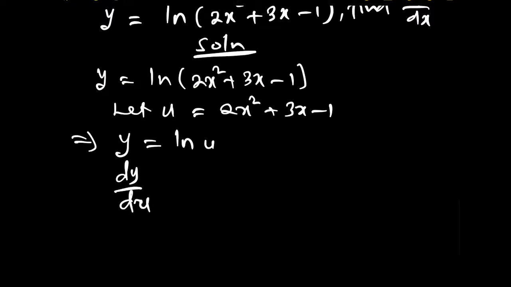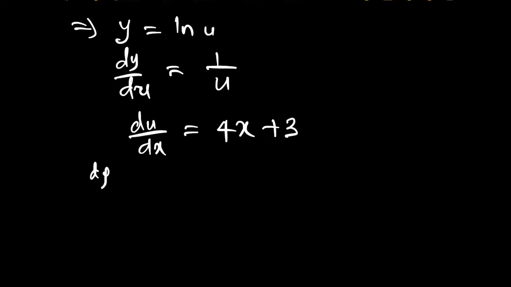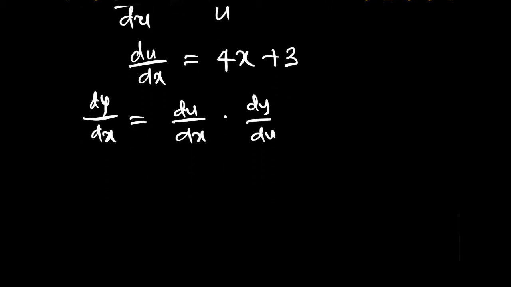Each time we differentiate ln u, natural log, we have 1 all over u. When we differentiate u with respect to x, we have the power 2 times coefficient, I'll have 4x, power minus 1, I have 1, plus power 1 times 3, 1 minus 1 is 0, x power 0 is 1 times 3 is 3. When I differentiate minus 1, I'll have 0. dy/dx becomes du/dx dot dy/du, chain rule.